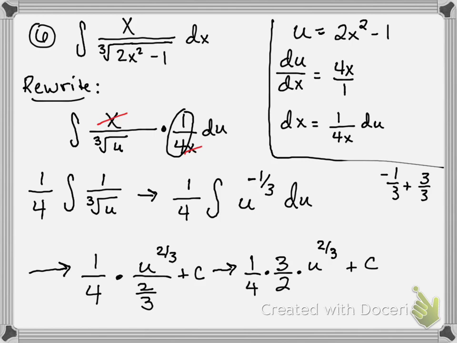I'm running out of space. So what is that here at the bottom right here? 3 over 8. We got 3 over 8 parentheses to the 2/3 plus c. And what is our u value? U is 2x squared minus 1. So it's 3 over 8 parentheses 2x squared minus 1 to the 2/3 power plus c.